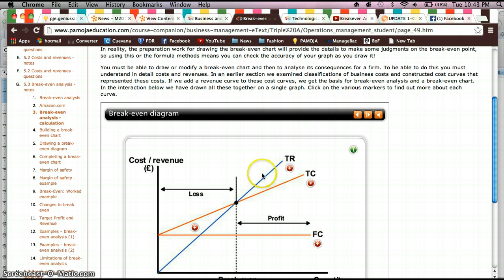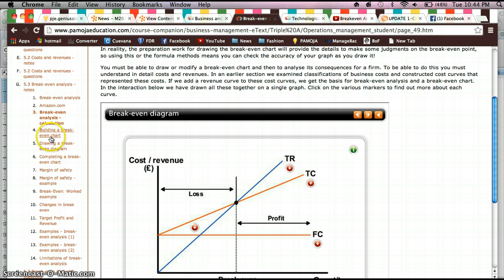And the total revenue curve, which is this blue one right here, begins at zero because if no goods and services are sold, there is no revenue for the company. The more goods and services sold, the total revenue will increase, and the slope of this line is basically determined by the price of the good and service.